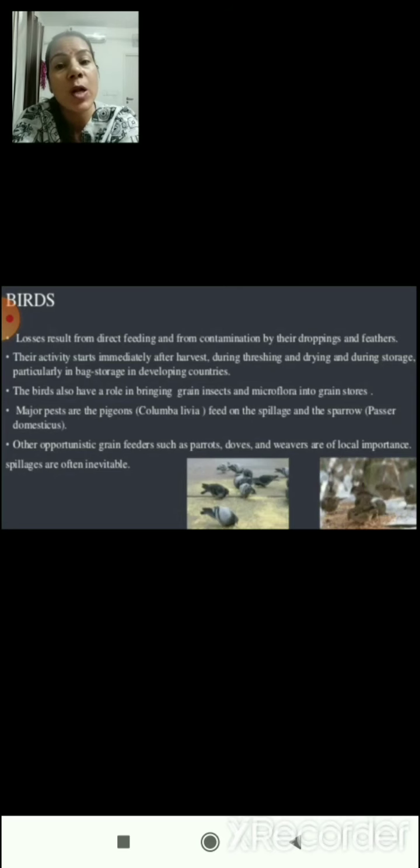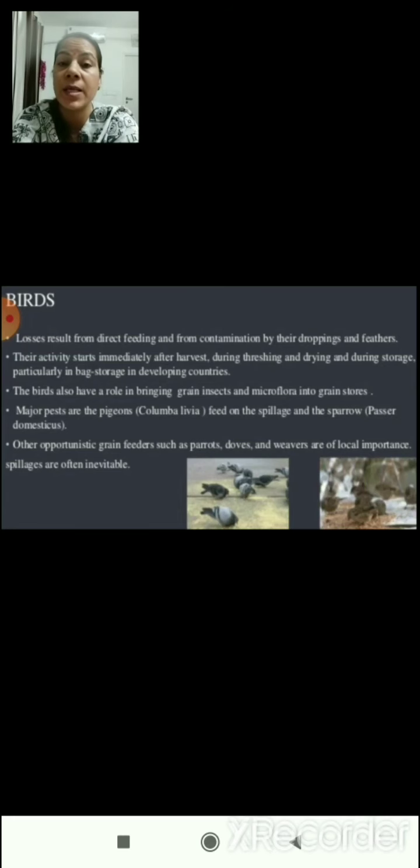The birds also have a role in bringing grain insects and microflora into the grain stores. How? Through their beak, through their feathers. In their feathers there are so many microorganisms which can be transferred from their body to the stored grain and can result in damage to that grain.